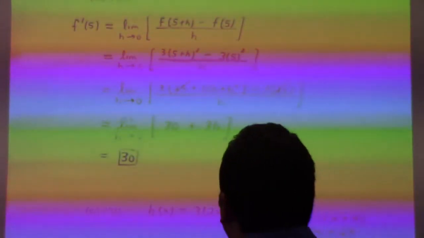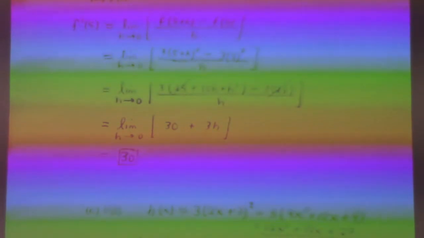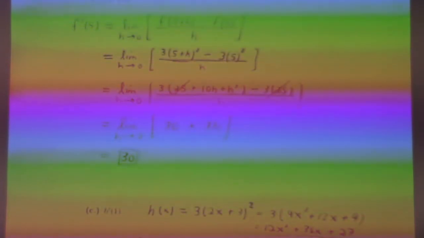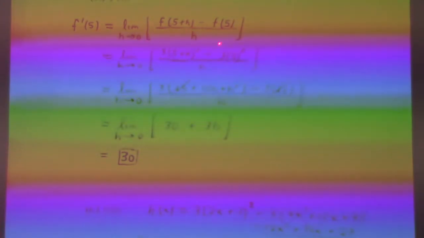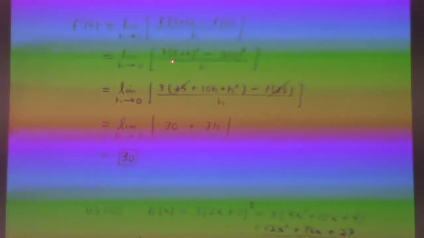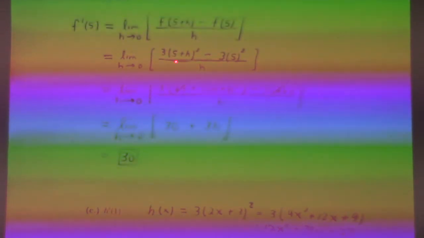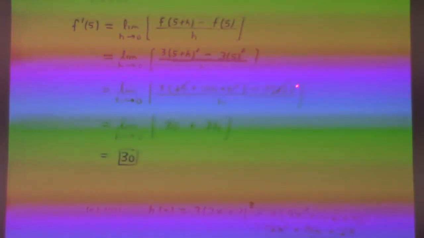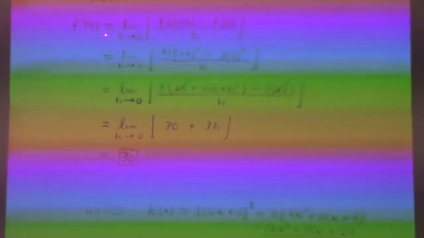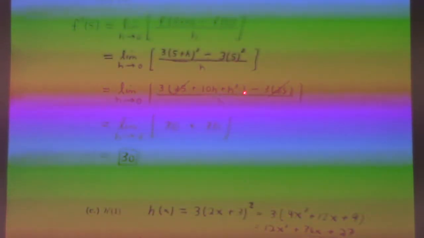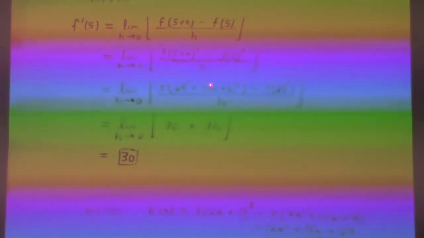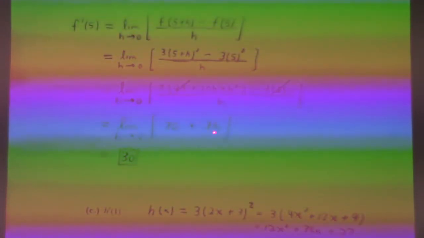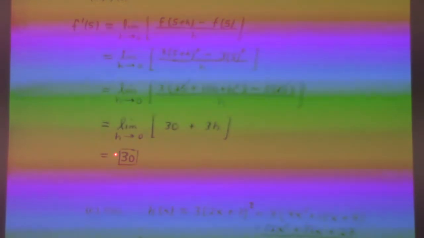Anyway, f prime of 5 is this. And so f of 5 plus h minus f of 5. F of x was 3x squared. So I do that. I get 25 plus 10h plus h squared from that, and then 3 times 25 from this. So the f of 5 terms cancel. In this case, f of 5 cancels with f of 5 over here. And it leaves us 3 times 10, which is 30, and 3 times h squared. I factor the h out, I cancel it. That gives me 30 plus 3h. And then that gives me f prime of 5 is 30.